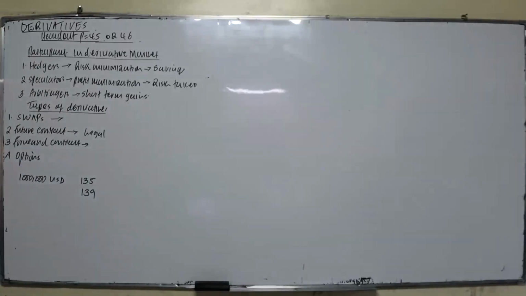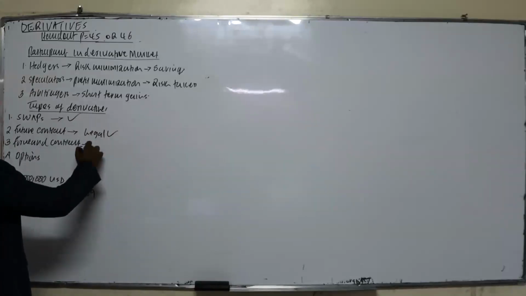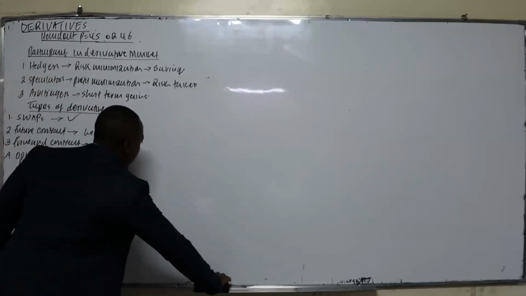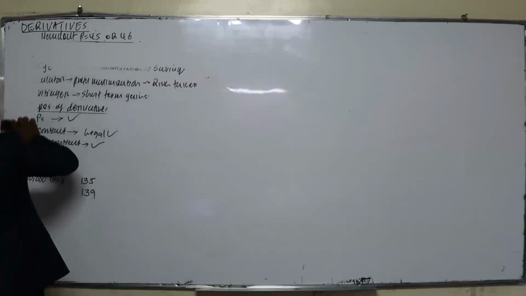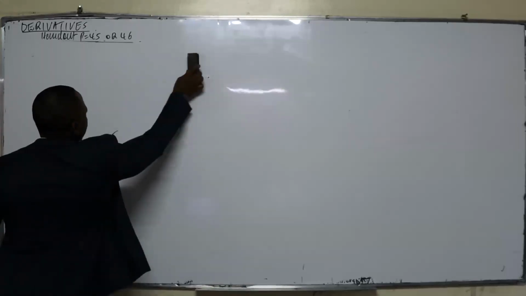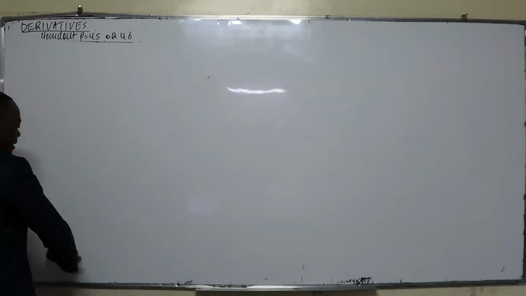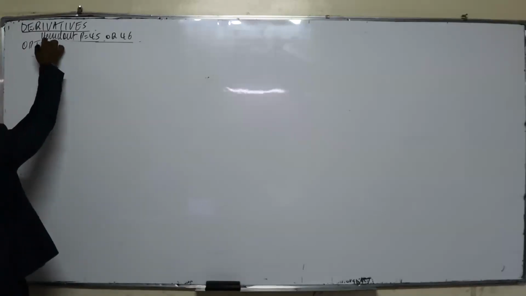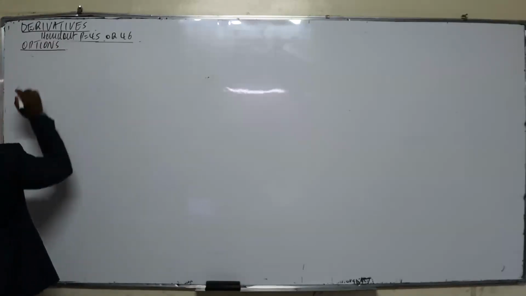Then for the futures, the size of the contract is fixed. But for the forward, the size of the contract keeps on changing. Good. So now we have discussed the swaps, the futures, and the forwards. Now my main focus will be on options.